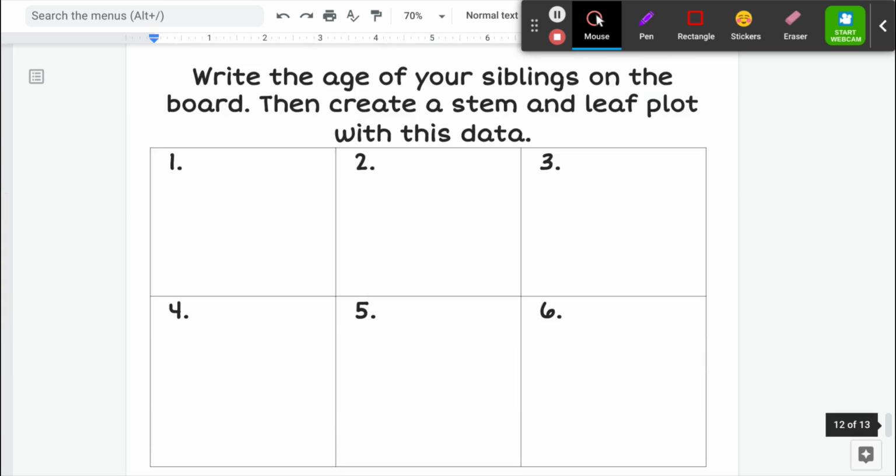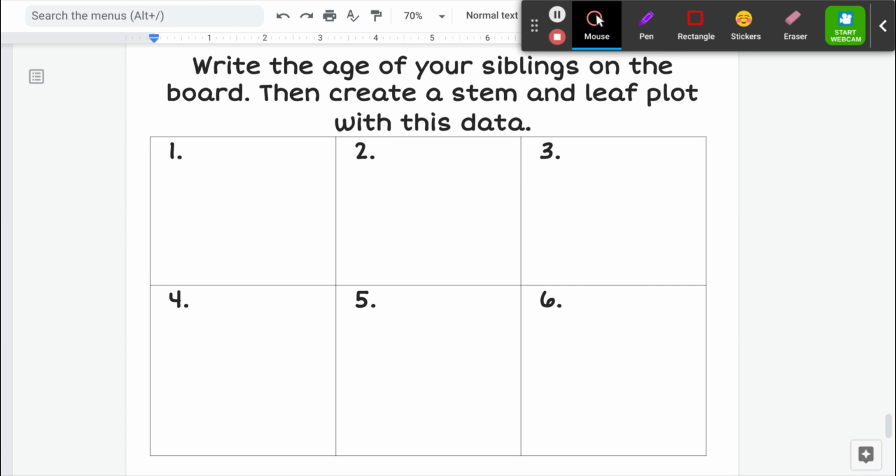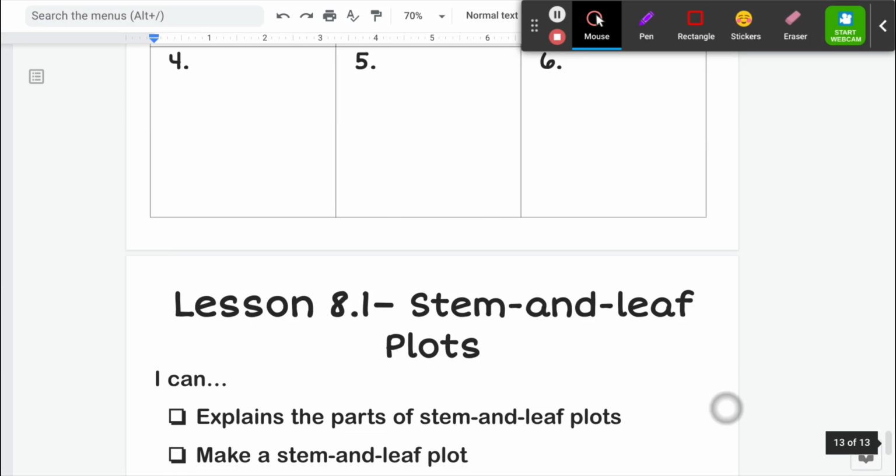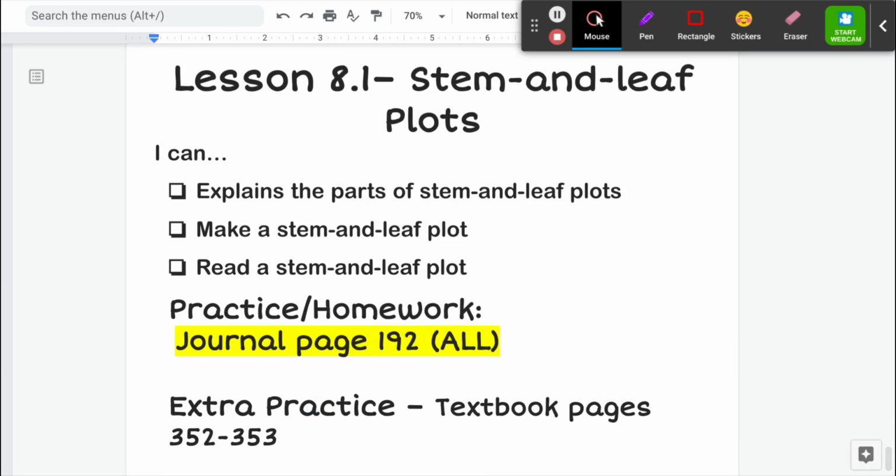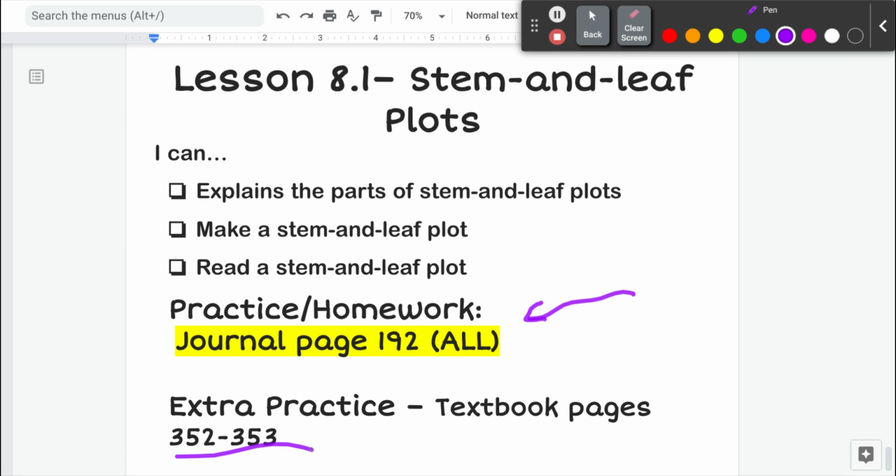All right. We're going to do this activity in class and create a stem and leaf plot. All right, and now you have some homework, journal page 192. If you want any extra practice, you can use that there. Thanks.